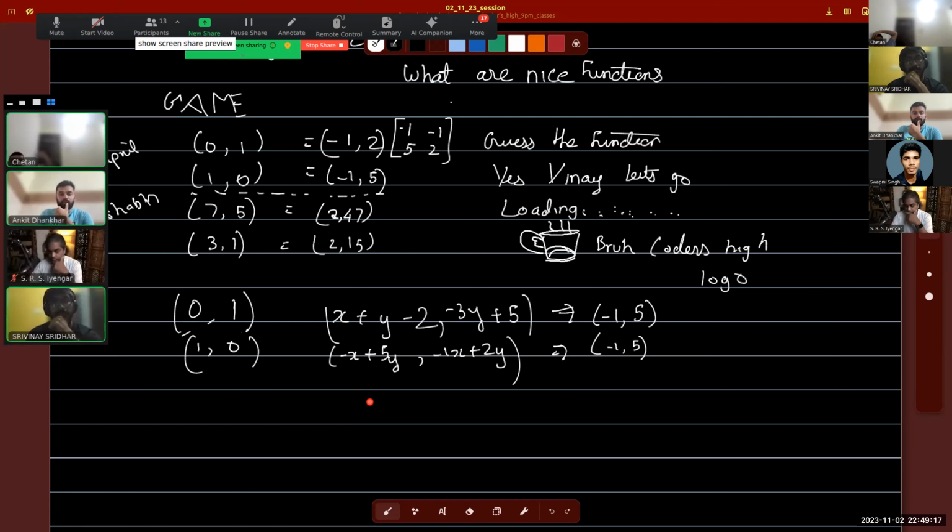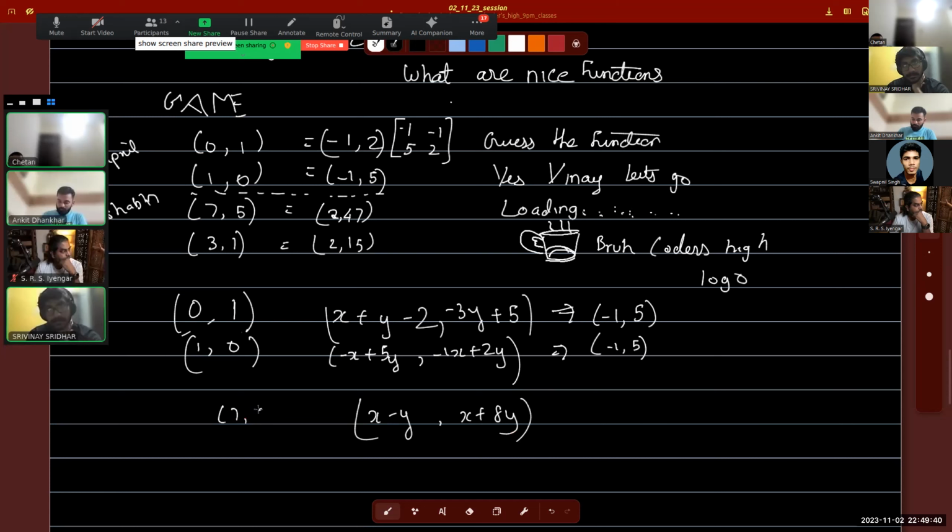Rishabh says that for his part, x minus y and x plus 8y fulfills the condition. Shriram, can you write down that? X minus y and x plus 8y. So if we put the input 7, 5, it gives us 2, and 7 plus 40 is 47. Oh, it satisfies the first condition.